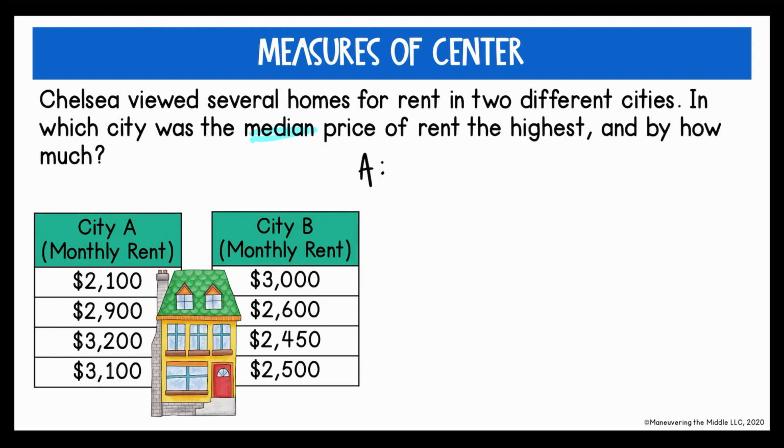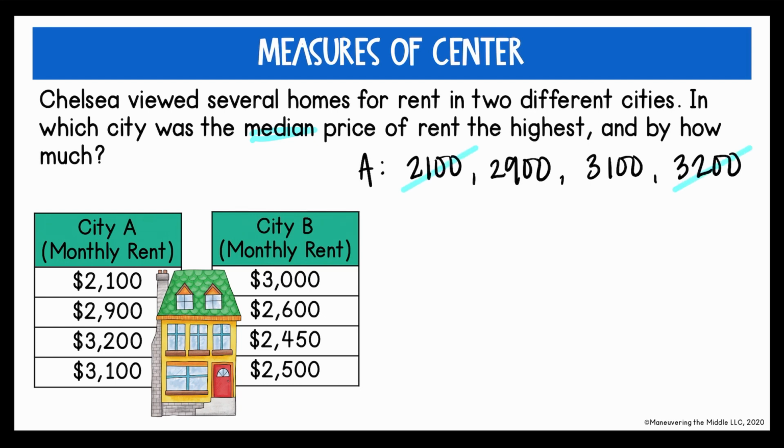I know I'm going to line them up from lowest to highest, or least to greatest. Looking at city A, I have 2,100, then 2,900, 3,100 and 3,200. That represents our data set from least to greatest. Now we want to find the middle. In order to find the middle, we cross off the least and then the greatest. Then I see that I'm going to have 2 left, and if I cross them both off, I'm left with nothing.